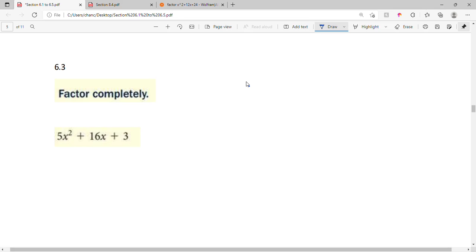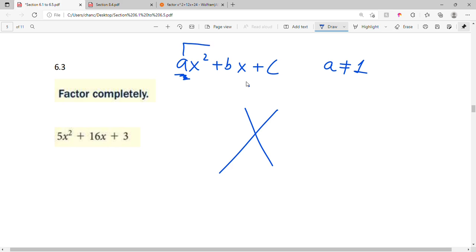In section 6.3, we'll look at factoring polynomials of the form ax squared plus bx plus c, where the leading coefficient a is not equal to 1. We'll use the same technique, but we're going to use the AC technique, which means we'll take the first coefficient and multiply by the last. 5 times 3 gives me a 15, and in the middle we'll use 16. You only use the AC method if there's a leading coefficient that is not a 1.